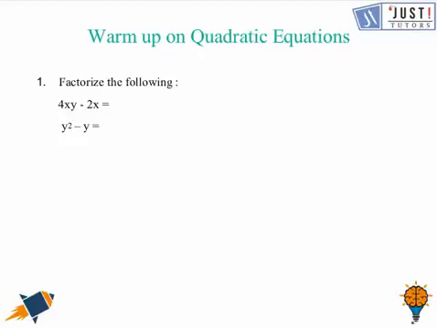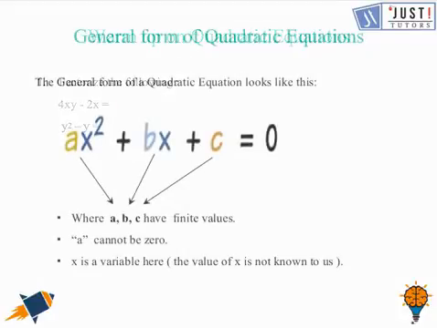In this question, we have to factorize these equations. The first equation is 4xy minus 2x. The term which is common in both can be 2x here. So we put 2x outside the bracket, and inside the bracket we have 2y minus 1. In the next one we have y as common, and inside the bracket we have y minus 1. Pat your back if both your answers are correct. Well done.